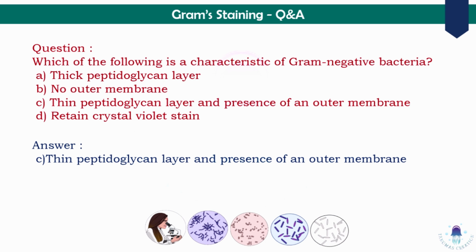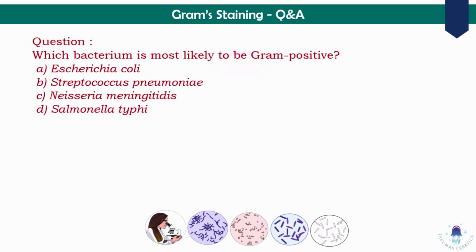Question: Which bacterium is most likely to be gram-positive? Option: A. Escherichia coli, B. Streptococcus pneumoniae, C. Neisseria meningitidis, D. Salmonella typhi. Answer: B. Streptococcus pneumoniae.